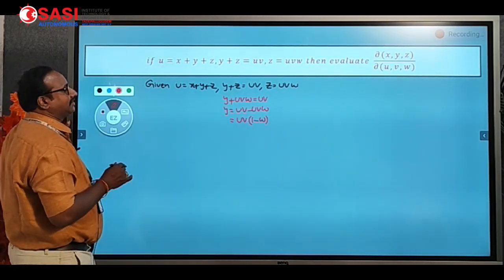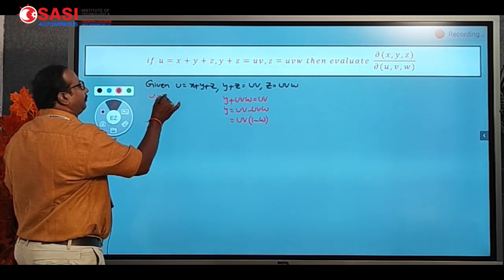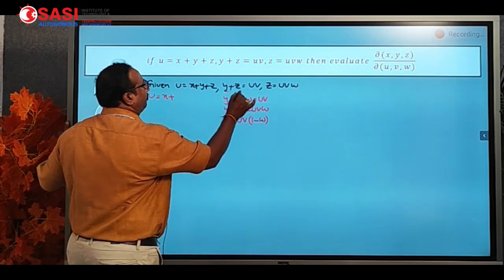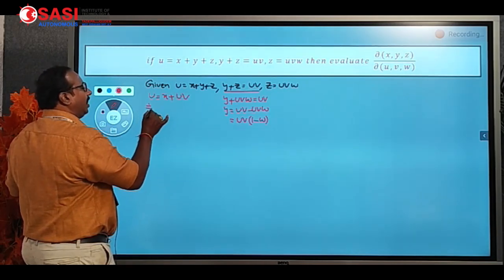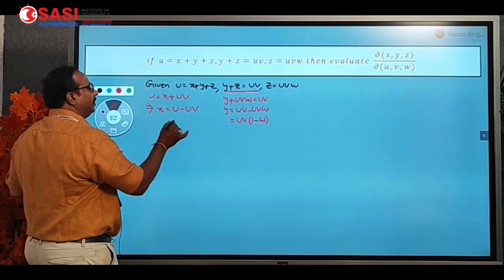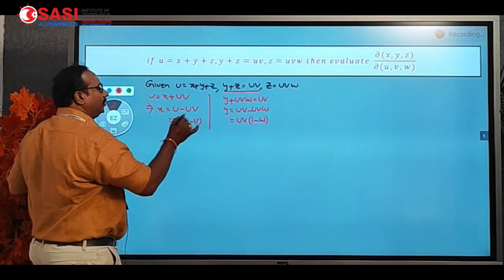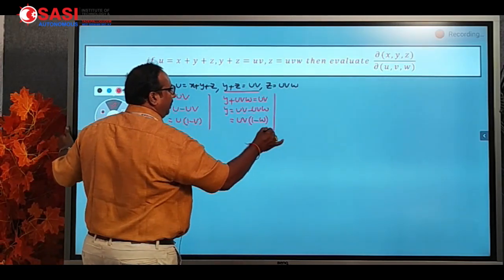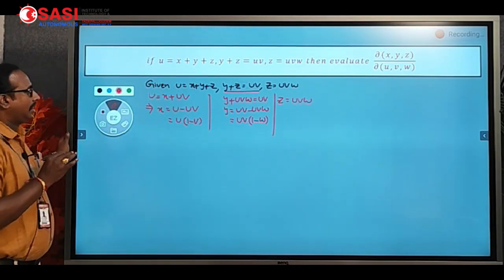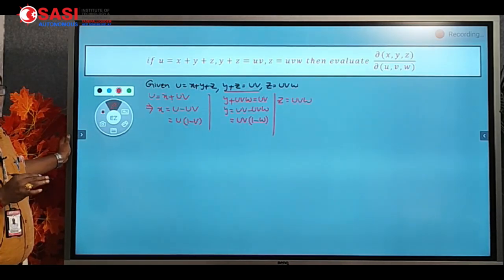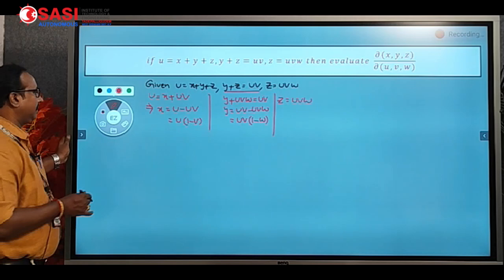Right. Now we have to calculate the x value also in terms of uvw. So for that take u equal to x plus y plus z. We already know that y plus z equal to uv. Substitute y plus z value here. Then x plus uv. So by this, x equal to u minus uv. So take u common, then 1 minus v. So finally we got x equal to u into (1 minus v), y equal to uv into (1 minus w), and z equal to uvw. So when we observe x, y, z, now they are in terms of uvw. So now calculate their partial derivatives of first order.